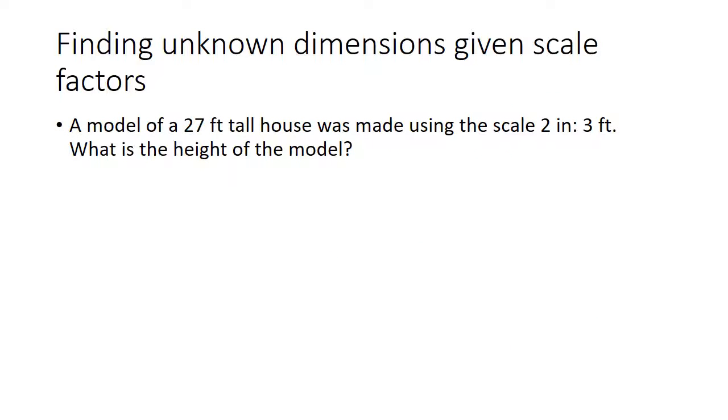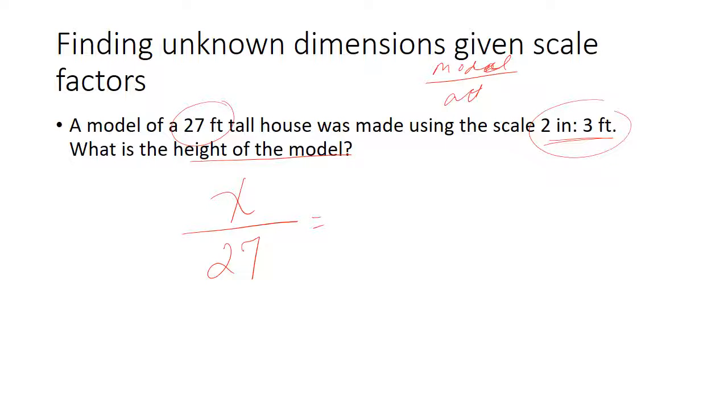If we know our scale, we can find unknown dimensions. We've done this in previous sections, so this should make sense. This should be kind of a reminder. So we have a model of a house that's 27 foot tall, and the scale is 1 to 3. So what is the height of the model? So if our actual house is 27 feet, and remember we do our model over our actual, all right? So we want to know the height of the model, which is going to be an x. Our actual is 27. We're going to make our scale over here. Our model goes on top, and our actual goes on bottom.